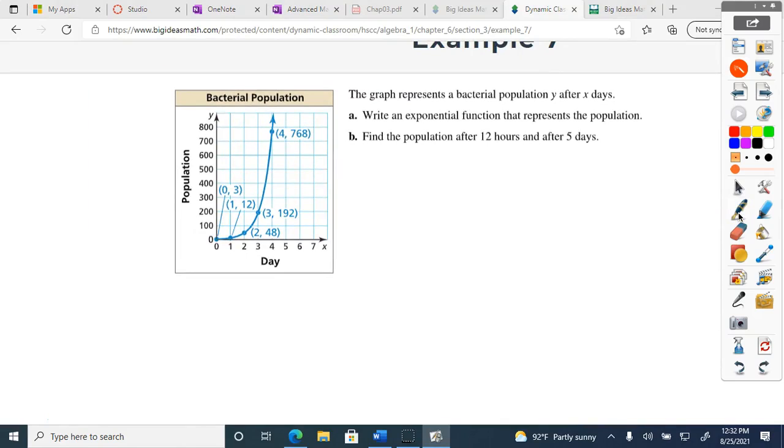The graph represents a bacterial population Y after X days. How about bacteria? I mean, this is relevant right now, right? Write an exponential function that represents the population. Find the population after 12 hours and after 5 days.